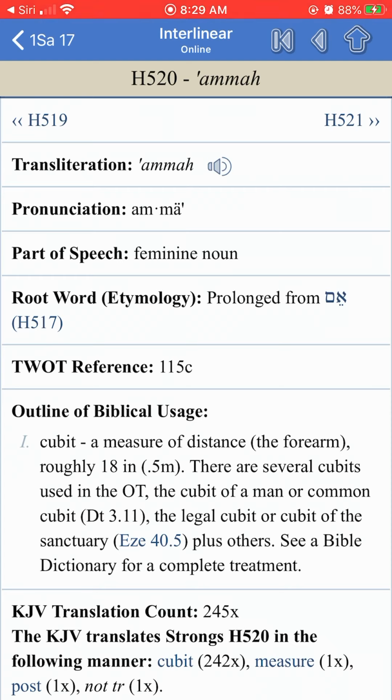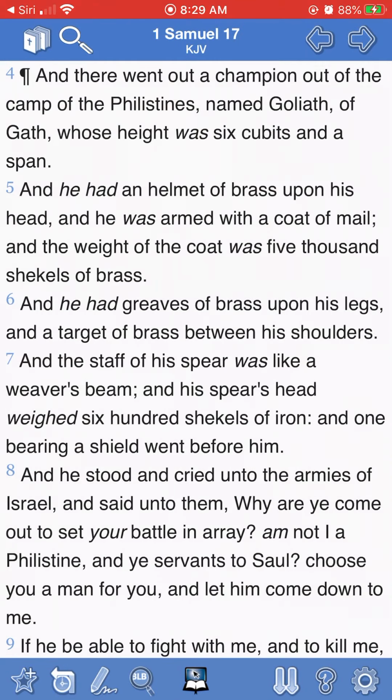There are several cubits used in the Old Testament. The cubit of a man or common cubit, the legal cubit or cubit of the sanctuary, plus others. See a Bible dictionary for a complete treatment. Alright, so we know that a cubit is 18 inches. And Goliath was 6 cubits long. So 6 times 18 is 108. And divide that by 12, you get 9 feet. But it said, I'm going to read it again, whose height was 6 cubits, so 9 feet, and a span.